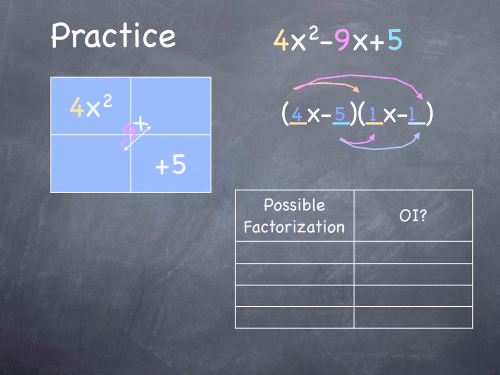So if you had factored this correctly, what you should have found is that your first factor is the quantity 4x minus 5, and your second factor is the quantity x minus 1. If you got something different than this, I would suggest that you go back and check your work to make sure that when you use FOIL to multiply together what you found as the factors, you get the correct answer.